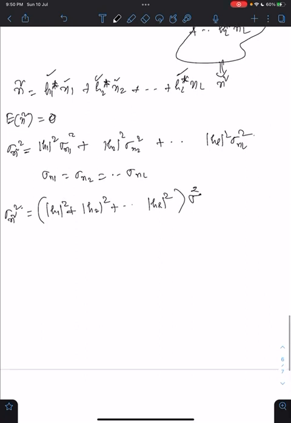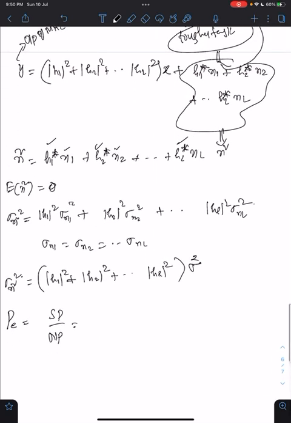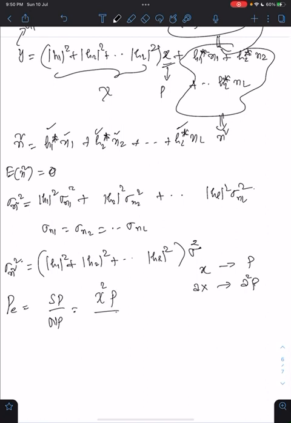Alright. So the SNR is signal power by noise power, right? As we're treating h as constant, because we know h, you can treat h as constant. Signal power: assuming x has power p, if you multiply by any constant a, the power has to be a square into p, right? So by the same logic, you can call the whole thing chi square into p, by the noise power.